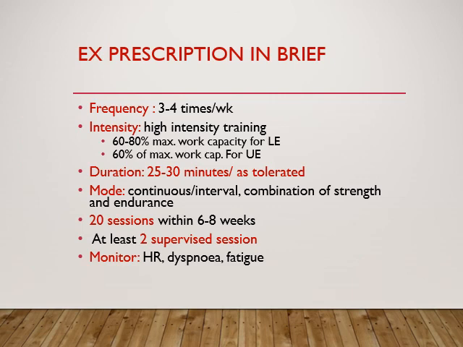Exercise prescription in brief we have mentioned here as frequency should be 3 to 4 times a week. Intensity, it should be a high intensity training program, 60 to 80% of maximum work capacity. Duration 25 to 30 minutes as tolerated by the patient. Mode should be continuous or interval. Combination of strength and endurance training is recommended. 20 sessions within 6 to 8 weeks. At least 2 supervised sessions. And monitor heart rate, dyspnea and fatigue.